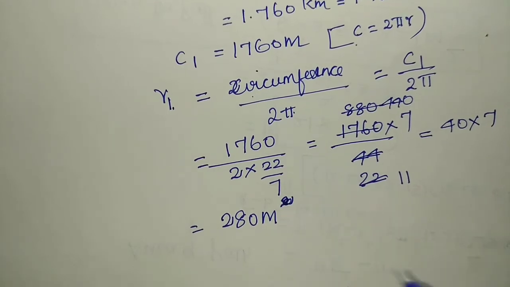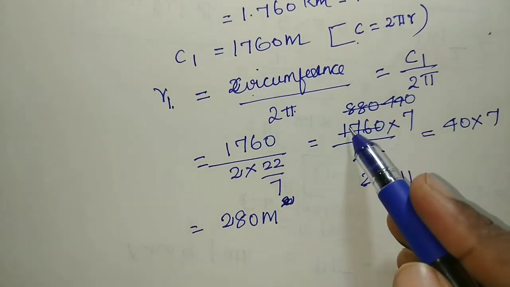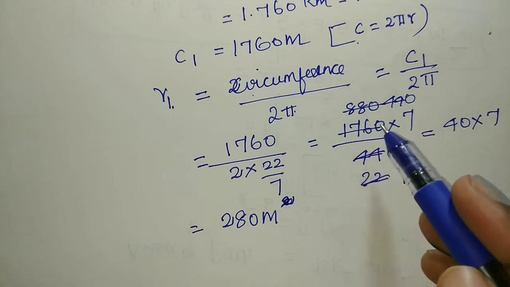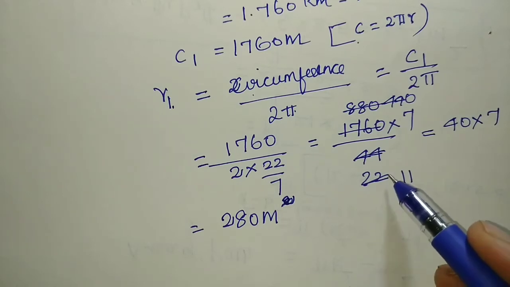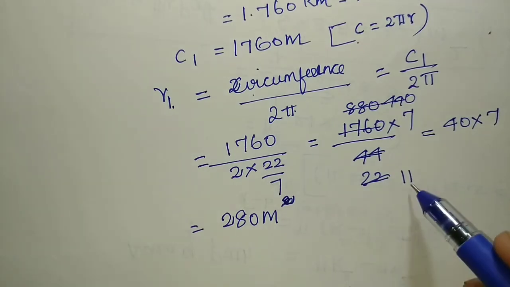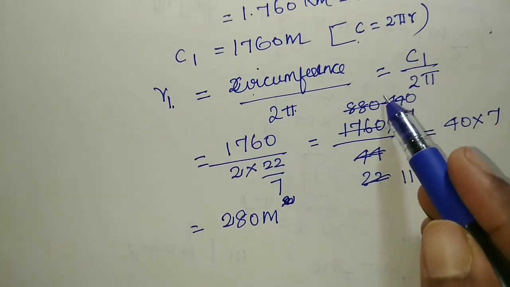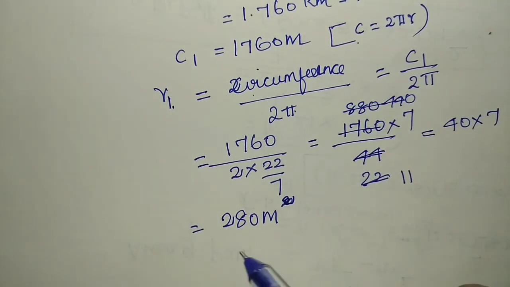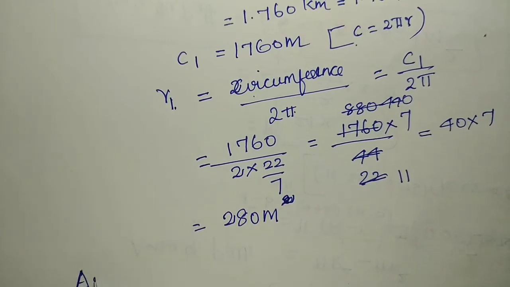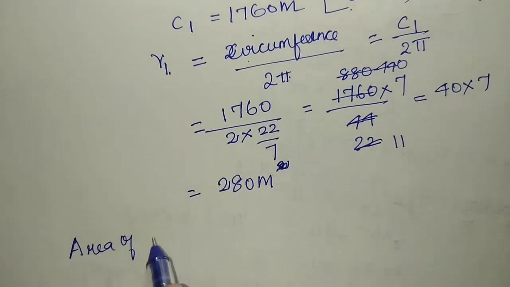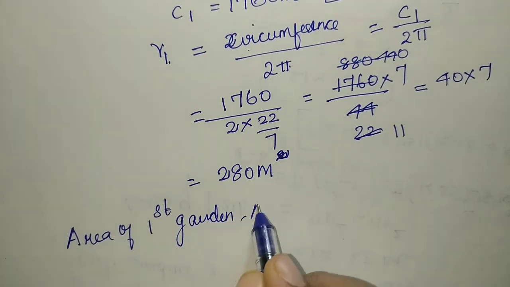Answer is 280. 44 cancels by 2 tables. 22 2 8s are, again balance 1, 80 8s are 0. 880 you will get, again 22 cancels in 2 table, 11, and you will get here 440. 11 1s are 11, 40s are 40, 40 into 7 is 280. R1 is 280.